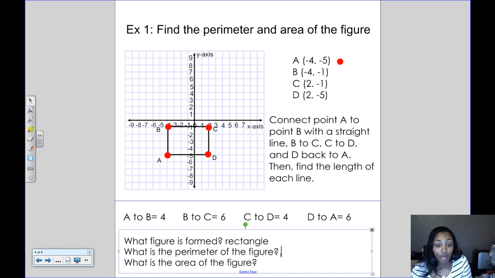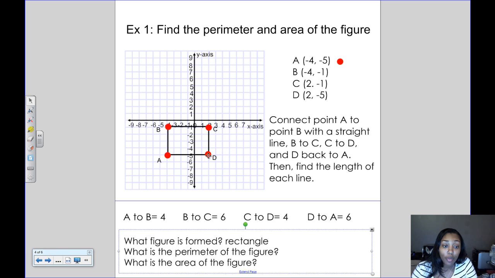And then we want to say, well, what is the perimeter of the figure? So there are a couple things we can do to find the perimeter. The first thing we can do is count the outside of the shape, or we can add up all the sides. It's probably easiest if we just add up all the sides. We know that this side has a length of 4. This has a length of 6. This has a length of 4. And this has a length of 6.